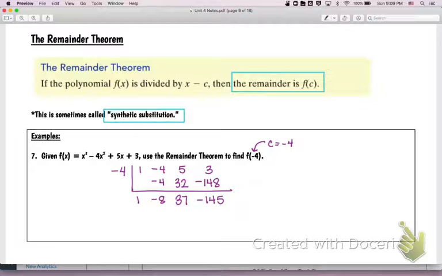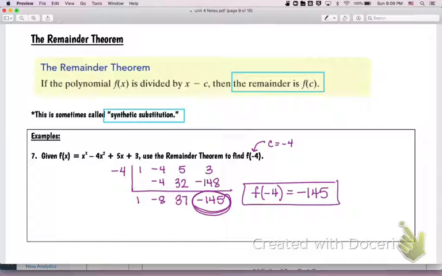Now, all we want is the remainder. If I want f of -4, the answer is the remainder. So to answer the question, f of -4 is equal to -145. That's it. F of c is equal to the remainder. Sometimes that's a lot easier if you don't have a calculator for plugging in numbers.